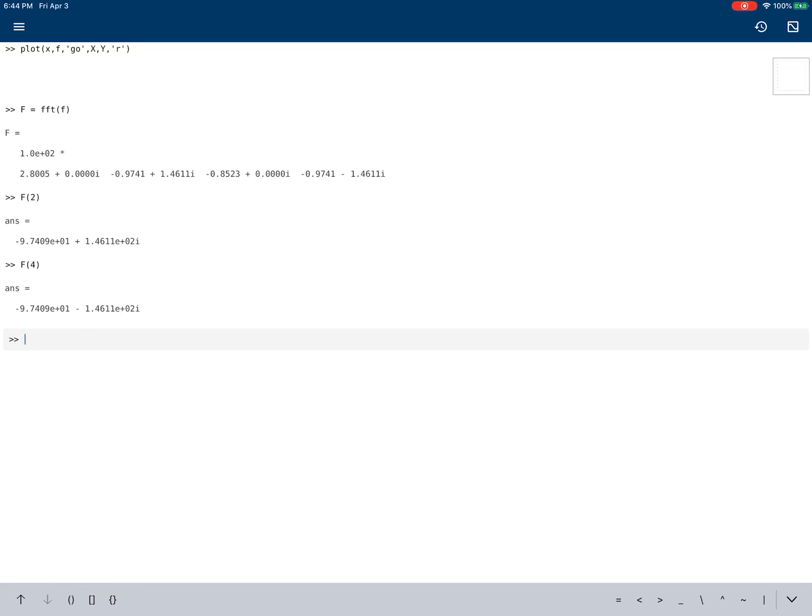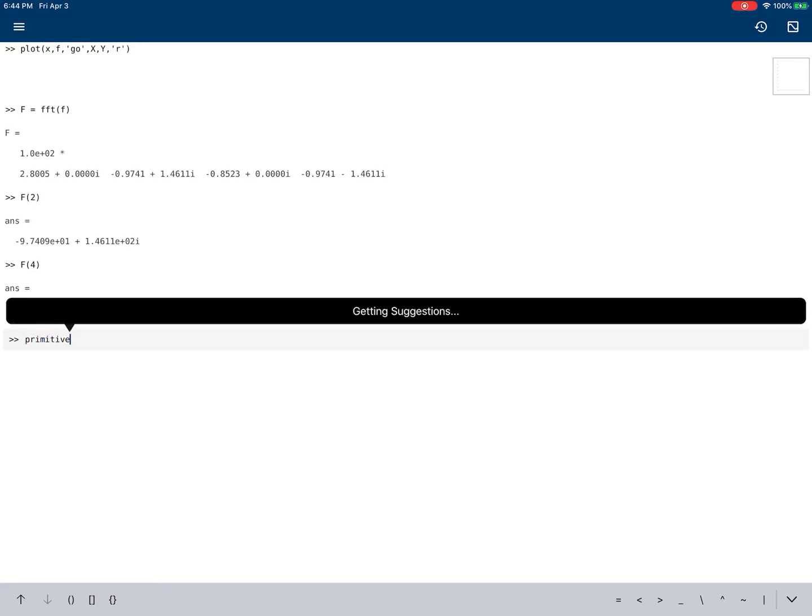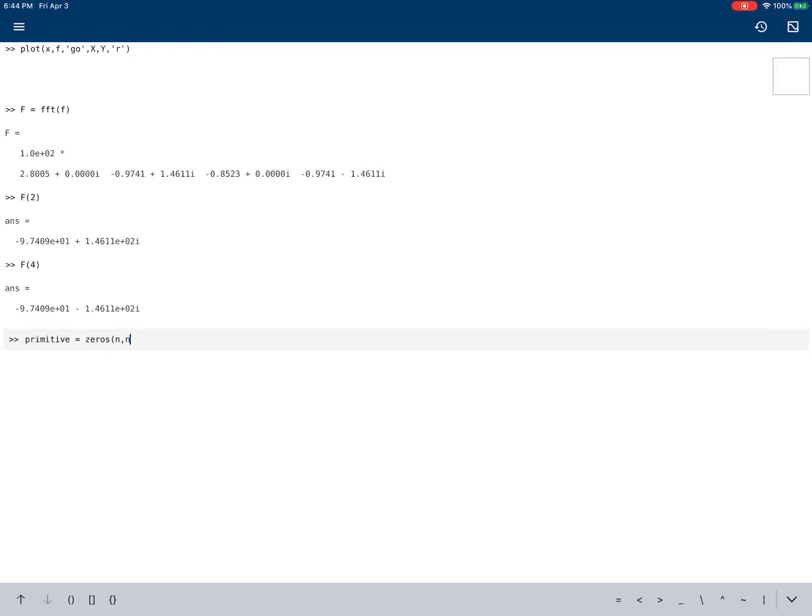But I do now have my Fourier coefficients, and what I would like to do is show you how to reconstruct the function using the complex exponentials instead of the original signal, which we will not have access to in general. So what I'm going to do is create the matrix of primitive vectors. So I'm going to create my basis matrix.